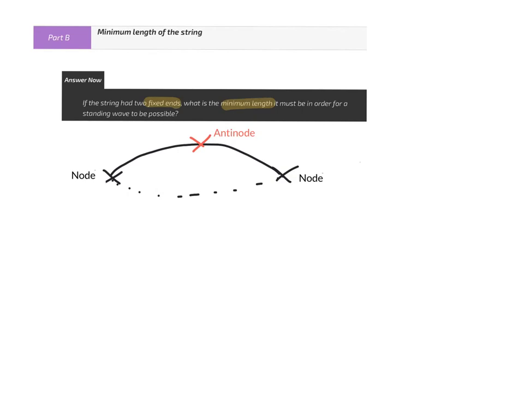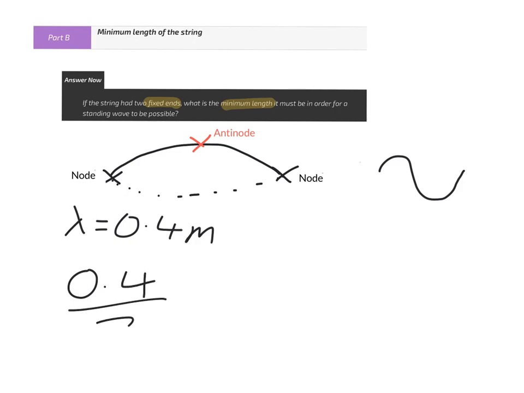So let's work out that length now. You can see this represents one wavelength, so this would represent half a wavelength. We just calculated in the previous part that a wavelength is 0.4 meters. Therefore, the length of this bit of string is half a wavelength, so it's going to be 0.4 over 2 equals 0.20 meters.